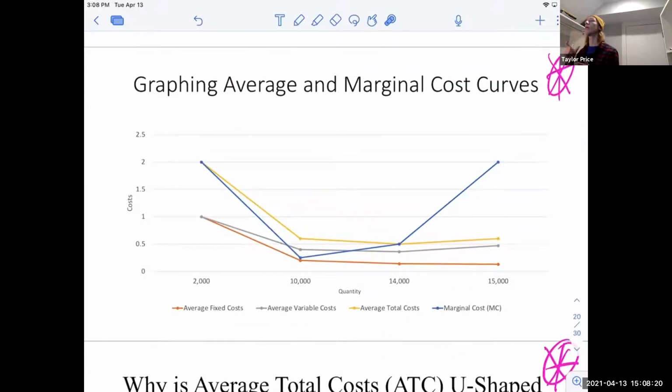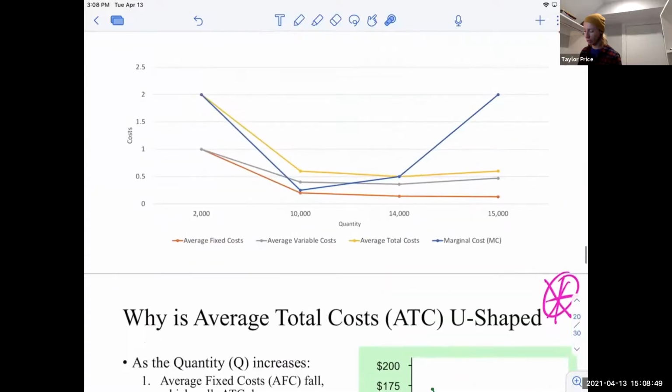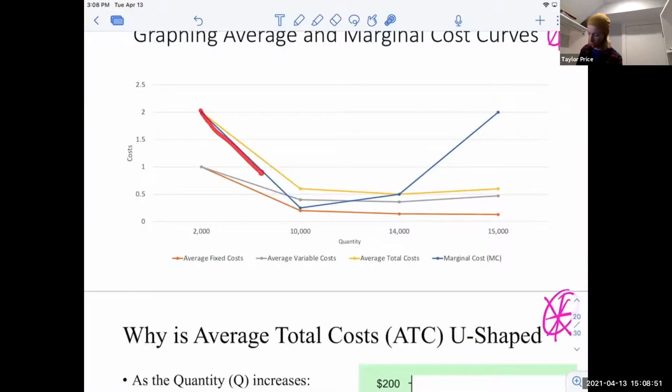So when we're thinking about average and marginal cost curves, there's kind of this sweet spot where companies want to produce where their average and marginal cost curves meet. And we're going to talk about that when we think about the average total cost curve and the fact that it's U-shaped, which is similar to the marginal cost curve that we can see right here.